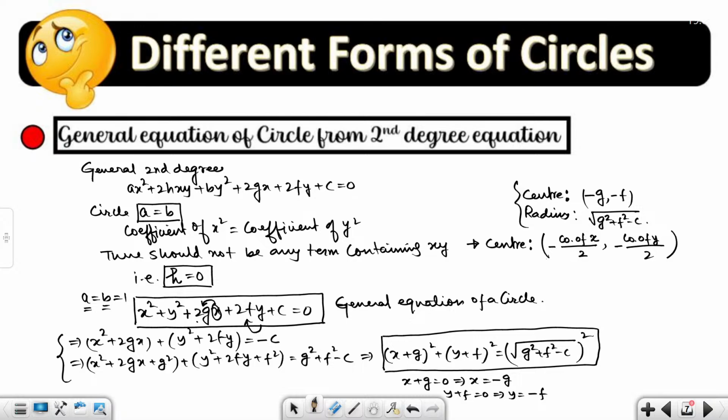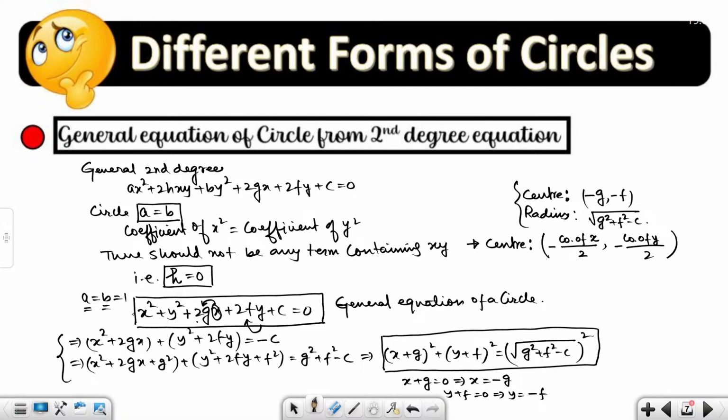You can use this form only when the coefficient of x square and y square is 1. Now the question will come, sir, if the coefficient is not 1, then what to do? If you find that the coefficient of x square and y square is not equal to 1, forcefully make it 1. How will I do that?